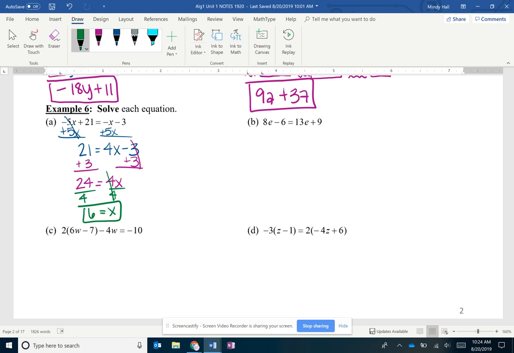Okay? Some of you, it may also help if you just draw yourself a little line to help keep you organized between your two sides of the equation. Just something that might help you.